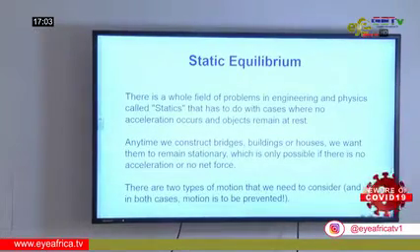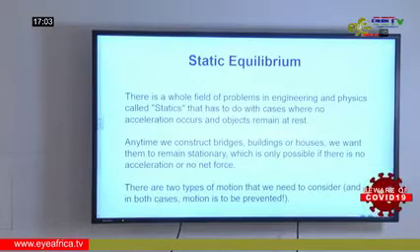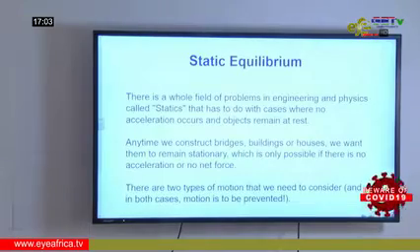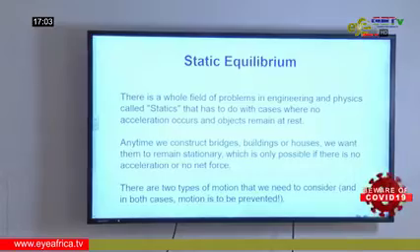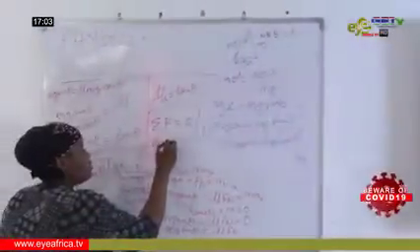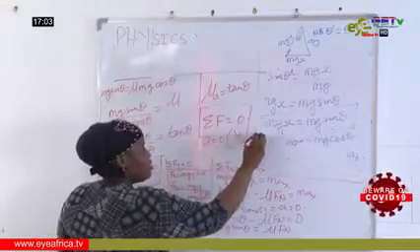And for this to happen, it means the sum of the forces on both sides must be equal to each other. Good. And also, you should note that when an object is in equilibrium, it is not accelerating. That is because a is 0, and a is 0 means v is constant, or the body is at rest.